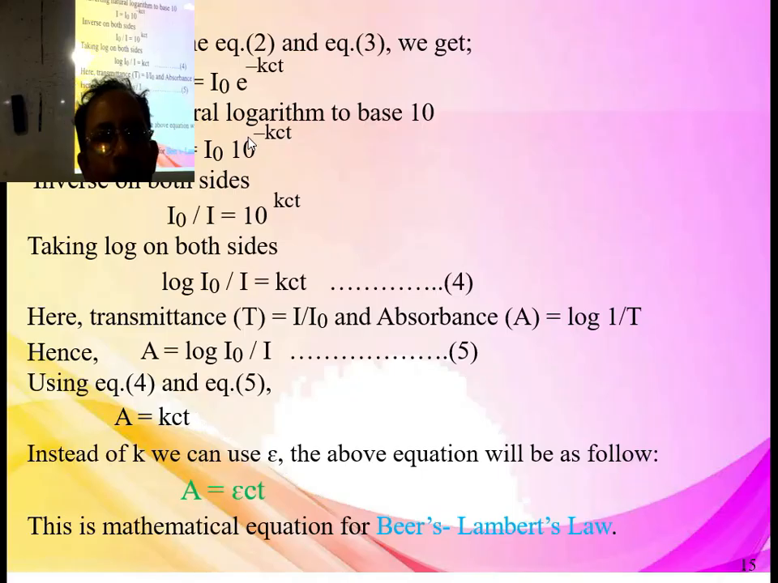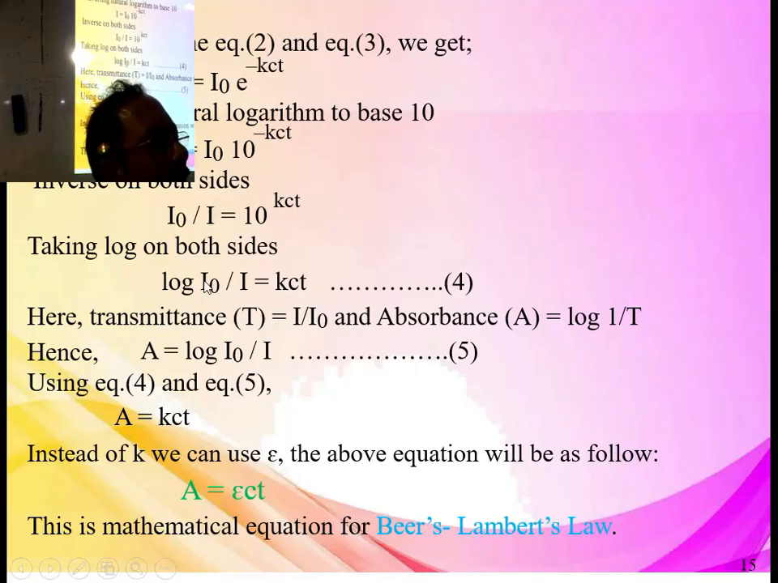Sample. So I naught equals I naught e to the minus kct, if I combine the two. And from that, you get the relation I equals I naught 10 to the power kct. So if you take log I naught by I, that is called absorbance. Not absorption, that is absorption. Now I am talking about absorbance. Absorbance is log of I naught by I.